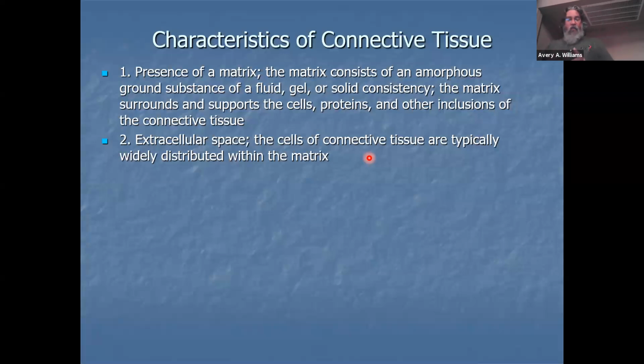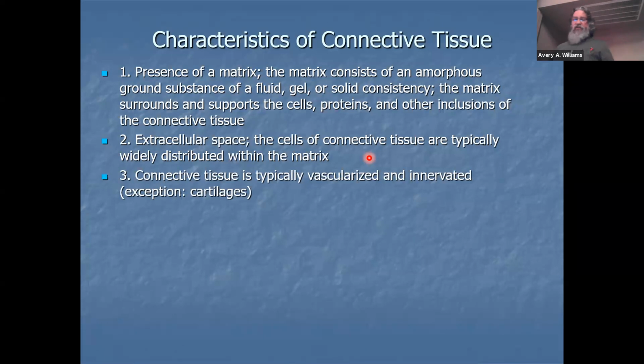Number two, you have extracellular space. Remember in epithelial tissue, you didn't have extracellular space because the cells are all crowded together. So here I tell you that's extracellular space. The cells of connective tissue are typically widely distributed within the matrix. And so when you see a section of connective tissue, you might have a cell here, a cell there, a cell over here. They're just scattered everywhere, but they're all part of a tissue, along with the other material that's in there.